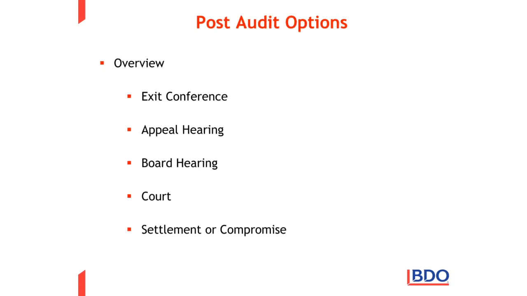After you go through an audit, you have multiple ways to still try to reduce your assessment. You'll go through an exit conference. You can have certain hearings, and before you go to court, I would make sure that you exercise all of these options before you go to court. Because once you get into court, it's going to be all based off of documentation. You really want to try to settle at the appeal hearing or the board hearing.